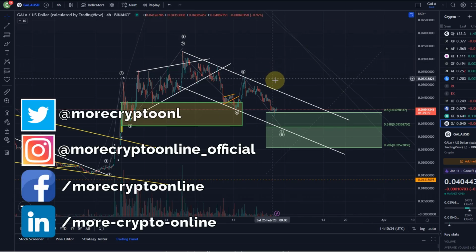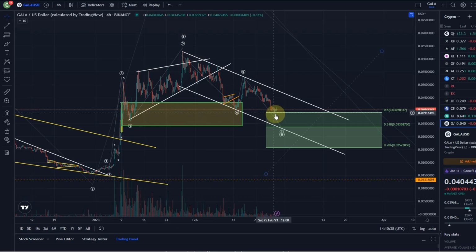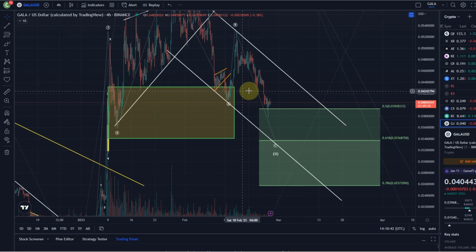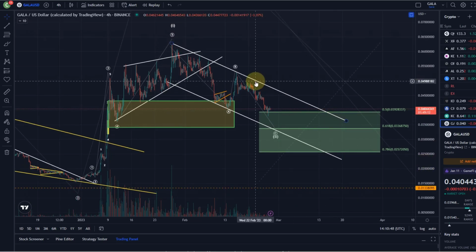So GALA has touched our support area yesterday, moved into it, and already tried a reversal. It's not very confident yet. Be aware that obviously everywhere in these support areas you can get a turnaround. This is quite a large area because it is for the large wave 2. This is not a small support area as we had here.